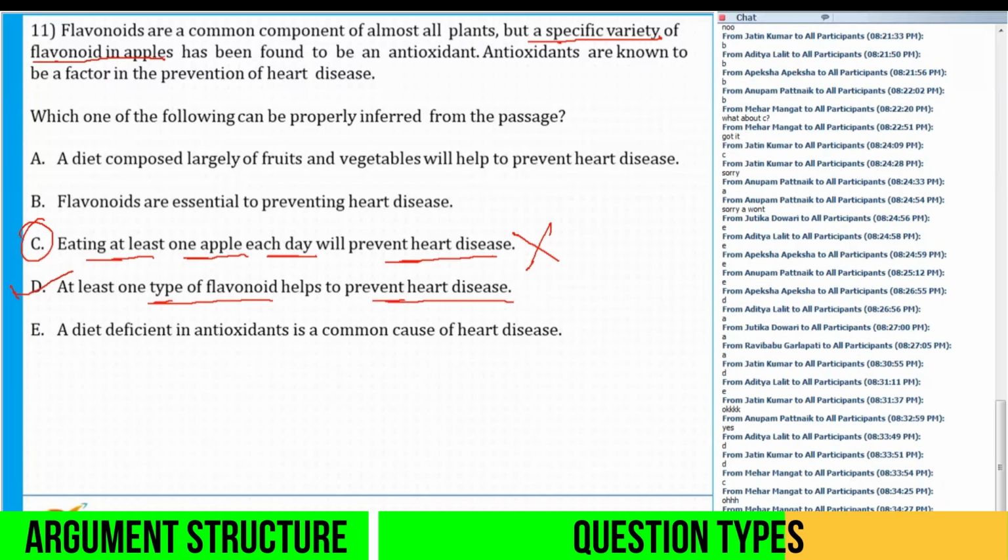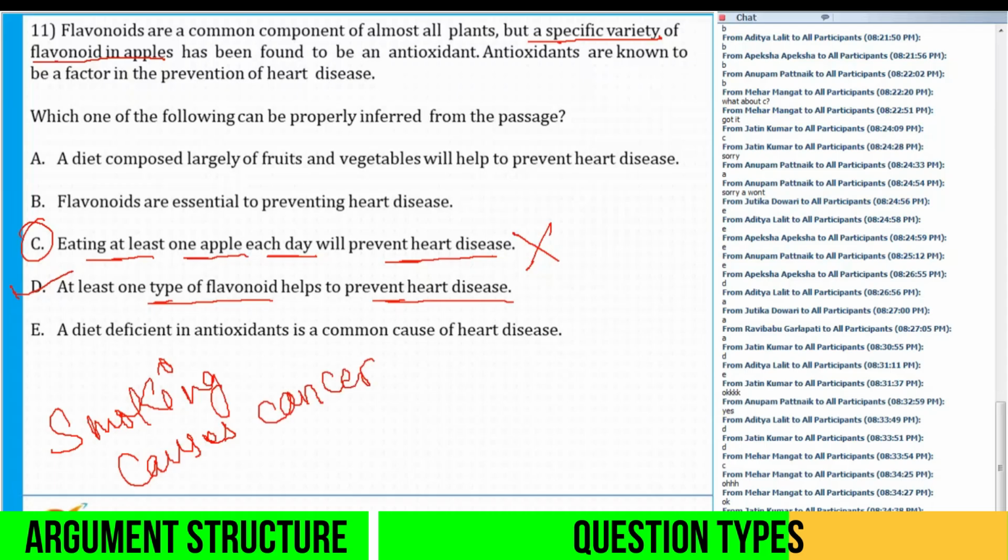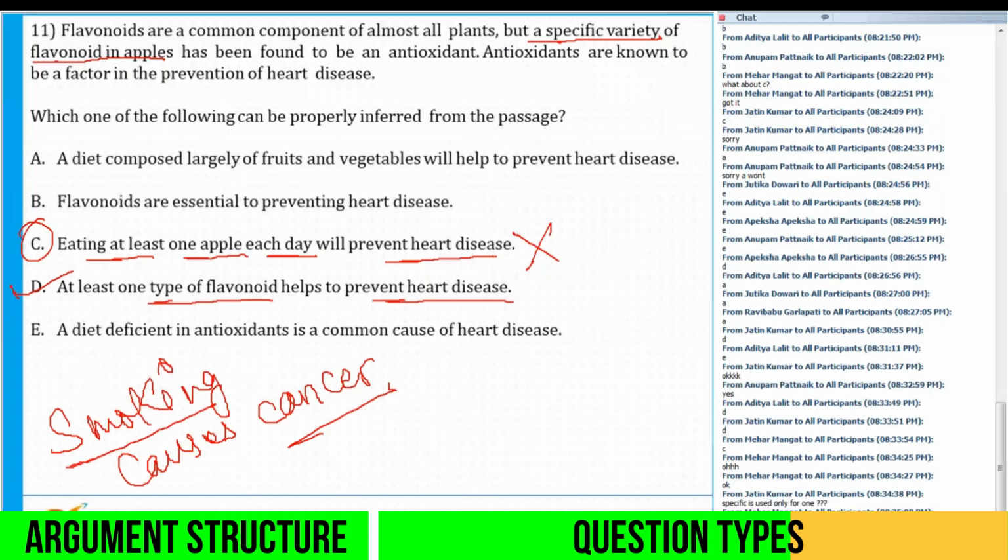Another thing is, please understand, you have to look at it like this. There's another reason why C is wrong. Wait, Jatin, I will explain C in another way. If I say smoking causes cancer, is it necessarily true that every person who smokes will actually contract cancer? He will get cancer?